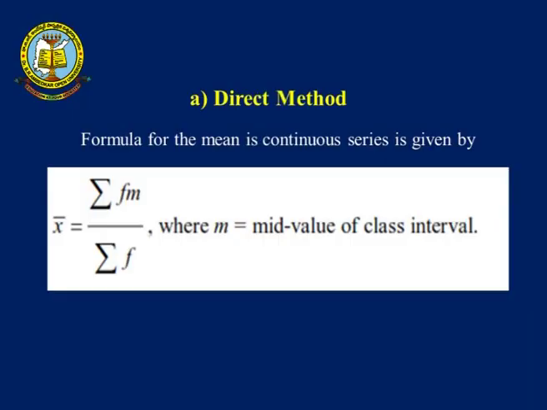If it is a class interval, how to calculate the arithmetic mean is the next question. Now, the direct method formula for continuous series. The formula for the mean in continuous series is given by x bar, mean is represented by x bar. Another name of mean is arithmetic mean. X bar is equal to summation fm divided by summation f, where m is the mid values of the class interval. What do you mean by summation f? It is the total frequency. That means summation f is equal to total frequency.